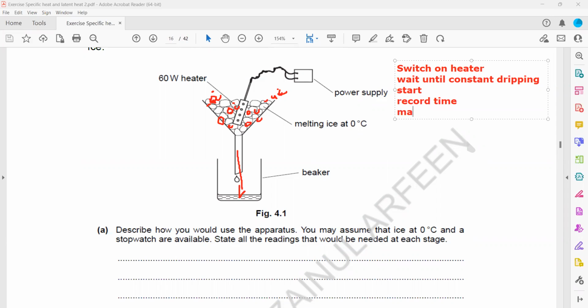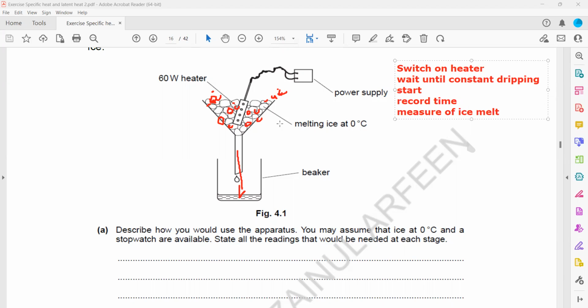And measure the mass of ice melted. We don't need power here because we already have the power in the question. That's why we don't need the power.